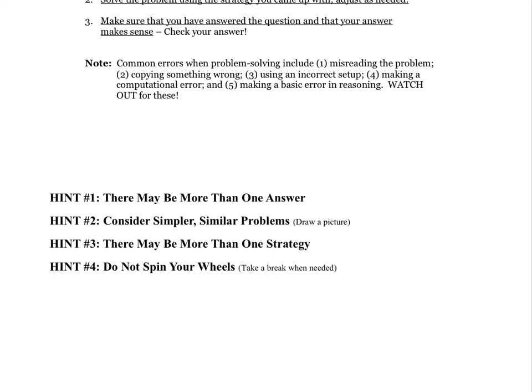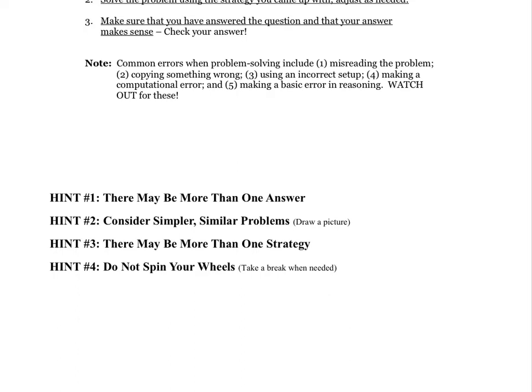Another common error is when you copy something wrong, or using an incorrect setup, or making a computational error. That's a little error in math, like you forgot the negative sign, or you added instead of subtracted, whatever it may be. Just a small computational error, or making a basic error in reasoning. So as we look at the examples on the next slide, we need to be sure that we are not making any of these errors as we go along.